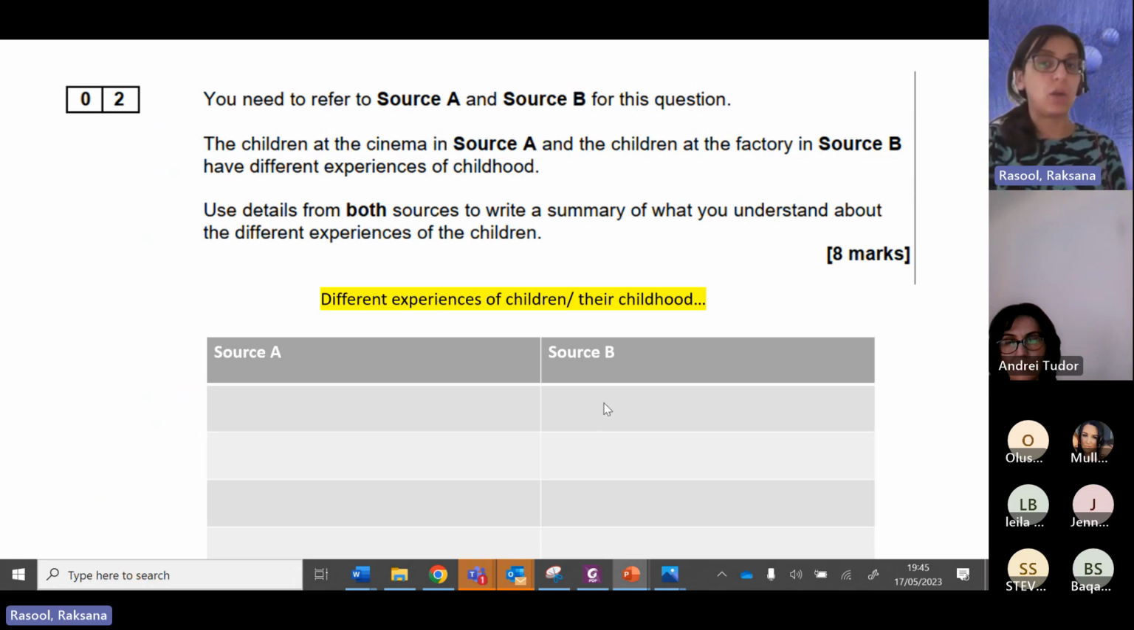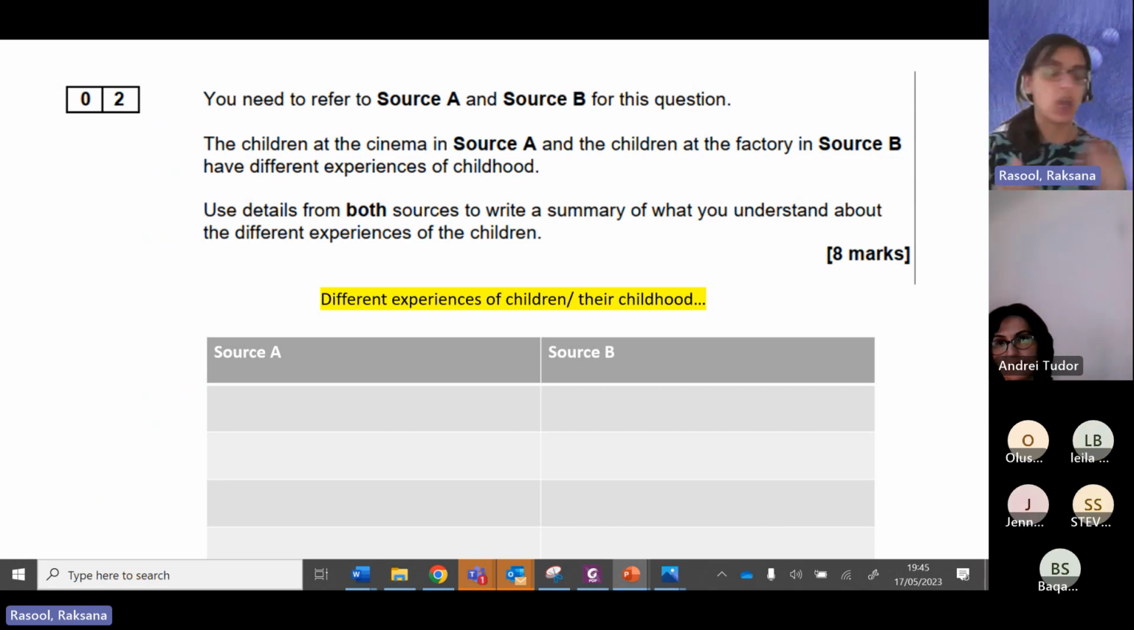Well, we haven't read source B yet and we're going to, but it's only 8 marks. So it literally needs to be: the children in source A are this, whereas in source B they are this. In source A they are like this, whereas in source B they are like this. Four things, quick, noted, short quotes. You copy the text directly and they would be your evidence and then move on. Okay, four differences that you need. So let's read source B.